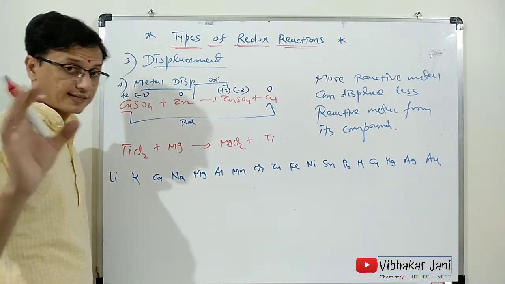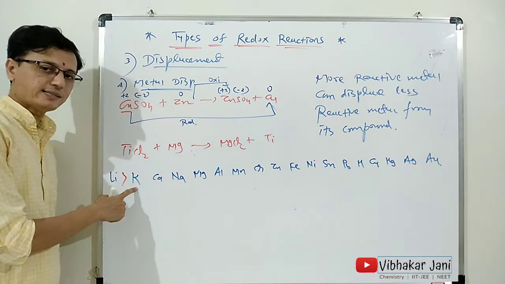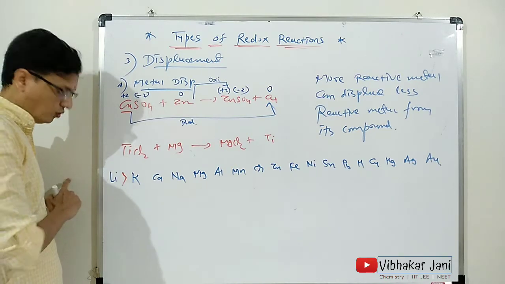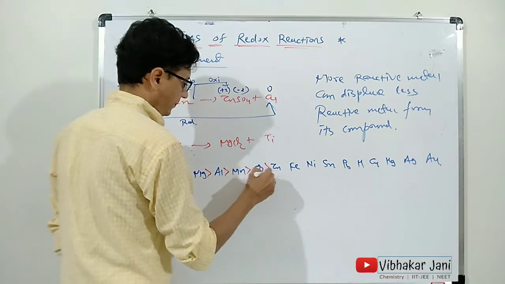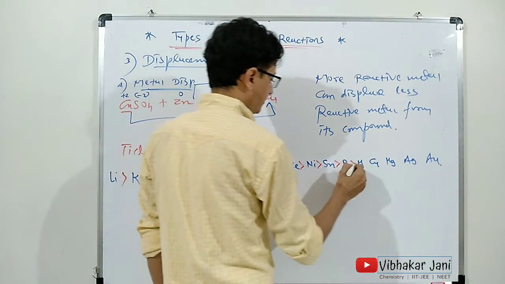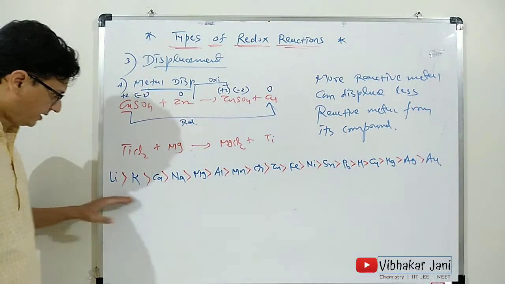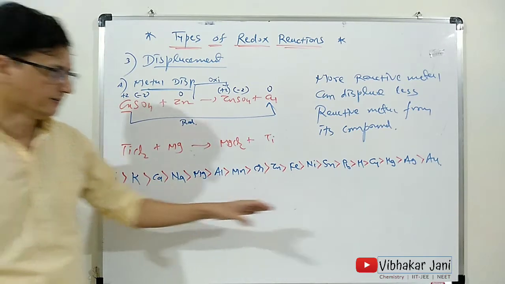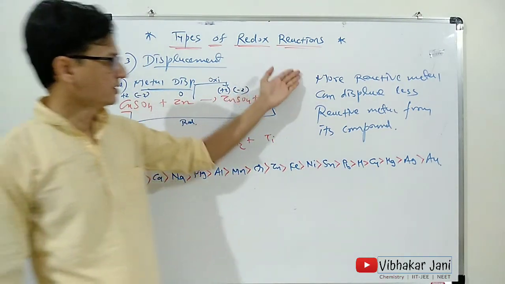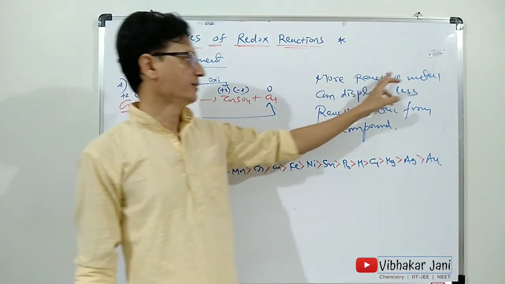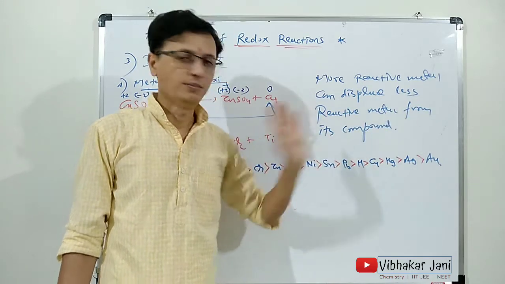Lithium is the most reactive metal among all. Potassium is comparatively less reactive than lithium. And when we move from left to right, the reactivity continuously decreases. So there is a greater than sign between these elements. These metals are most reactive metals, while these are less reactive metals. Now let us watch this. More reactive metal can displace less reactive metal from its compound.